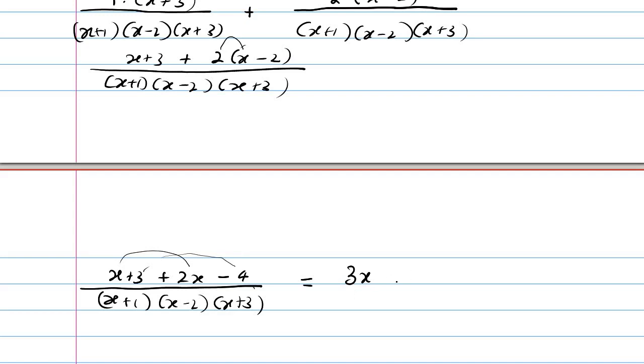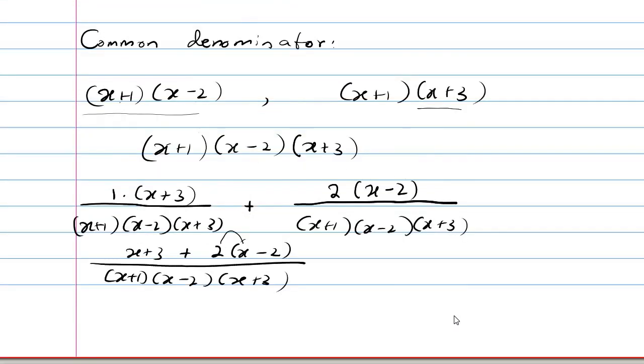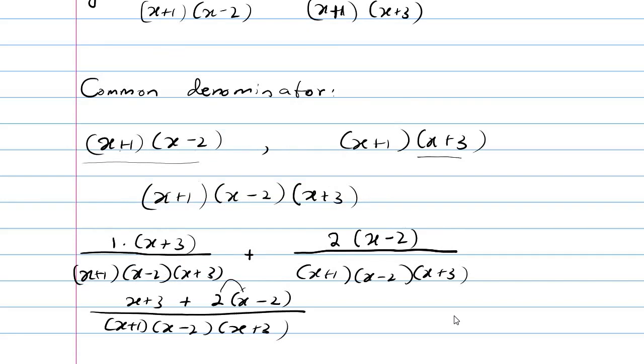3 minus 4, which is negative 1. Okay, so we end up having x plus 1, x minus 2, and x plus 3. So this should be the final answer. Okay, good. Right. Okay, let's do another example.